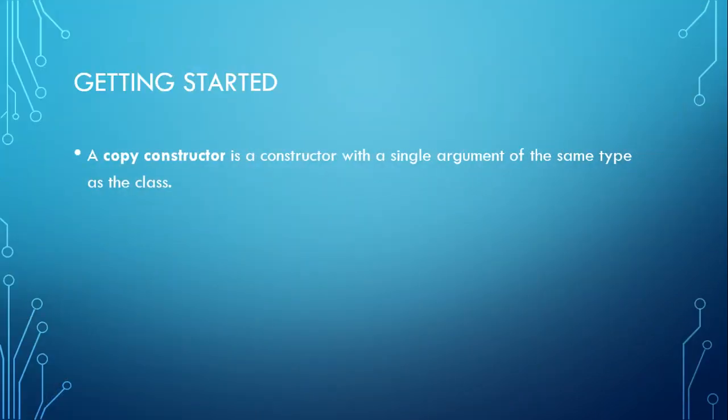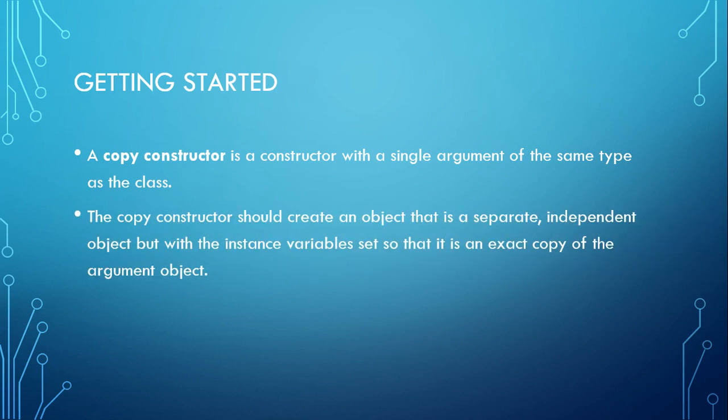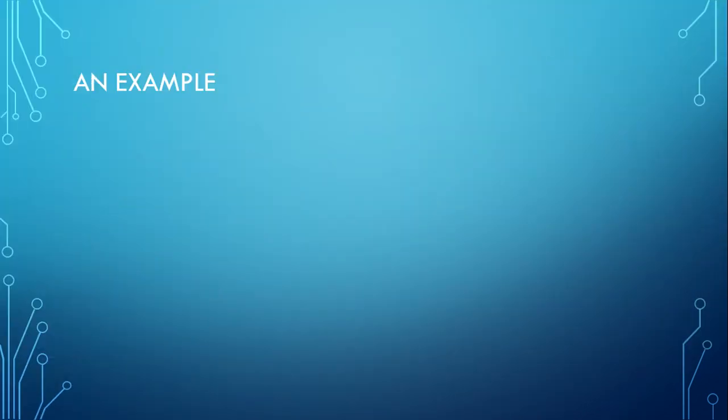So getting started. A copy constructor is a constructor with a single argument of the same type as a class. Copy constructors should create an object that is a separate, independent object, but with the instance variables set so that it is an exact copy of the argument. So let's look at an example here to try to bring some clarity to that.